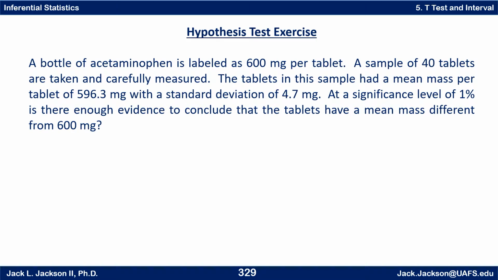Okay, looks like this has something to do with drugs. A bottle of acetaminophen is labeled as 60 milligrams per tablet. A sample of 40 tablets are taken and carefully measured. The tablets in this sample had a mean mass per tablet of 596.3 milligrams with a standard deviation of 4.7 milligrams. At a significance level of 1%, is there enough evidence to conclude that the tablets have a mean mass different than 600 milligrams? Notice I say different than, not less than or greater than, so this is a two-tailed test.